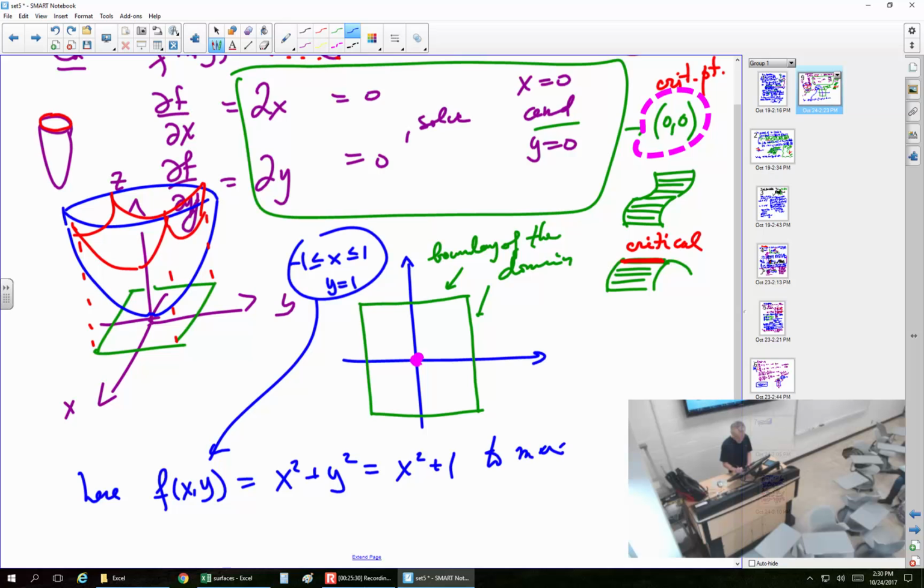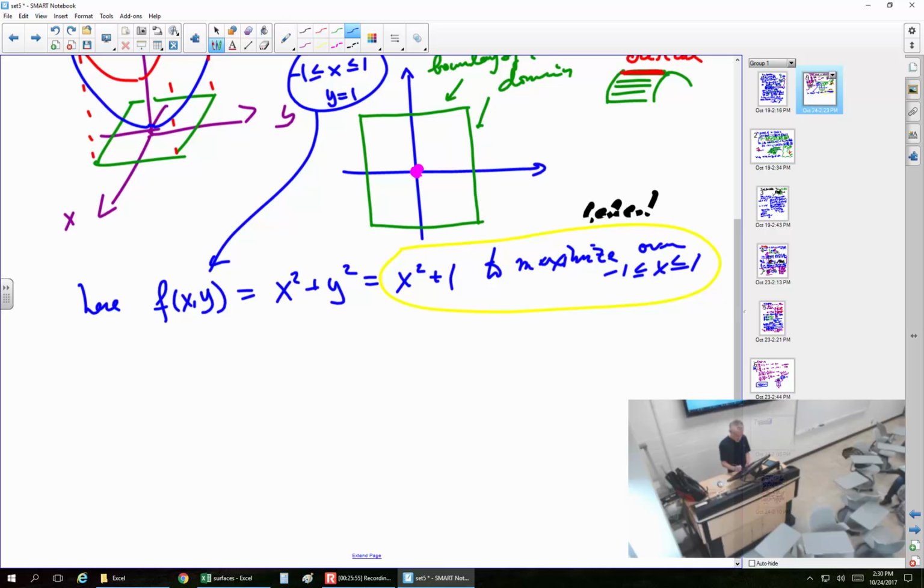To maximize over x between negative 1 and 1. Okay, so that is literally an optimization problem of calculus 1. This is a calculus 1 optimization problem. And fortunately, we can probably answer the question instantly. What's the answer?